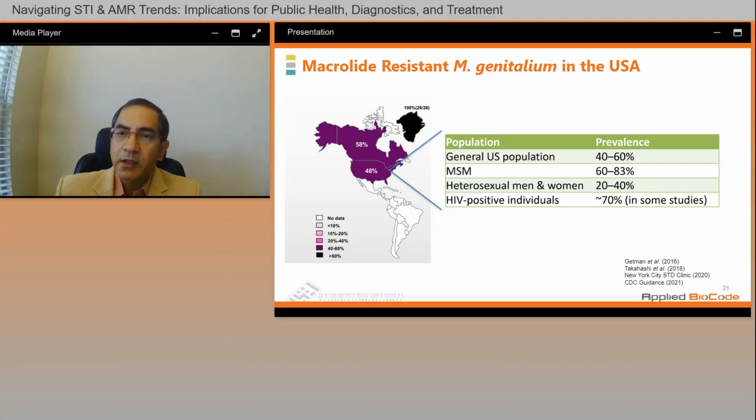Macrolide resistance rate in the US varies significantly among different populations. Very high rate of macrolide resistance has been reported in MSM and HIV positive population. Very low levels are detected in heterosexual men and women.